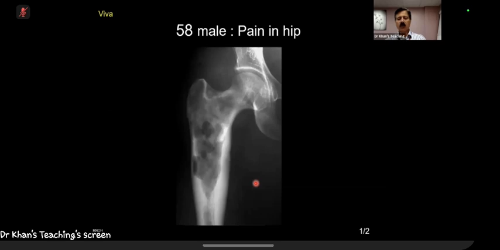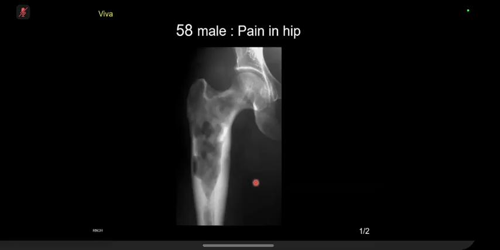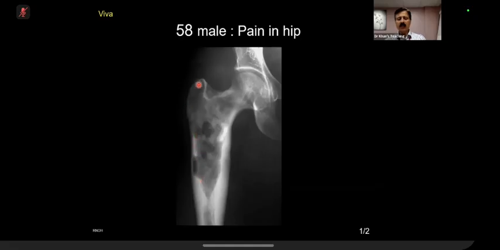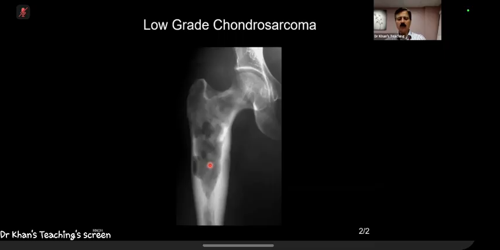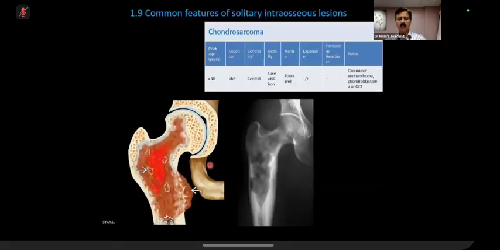This case I've already explained to you. I don't have an old X-ray for this, but the hypothesis is that there was a bit of chondroid matrix, and now everything has been eaten up, and this endosteal scalloping and the involvement of more than 2/3 of the length of the bone is what we are talking about. So this is a chondrosarcoma.